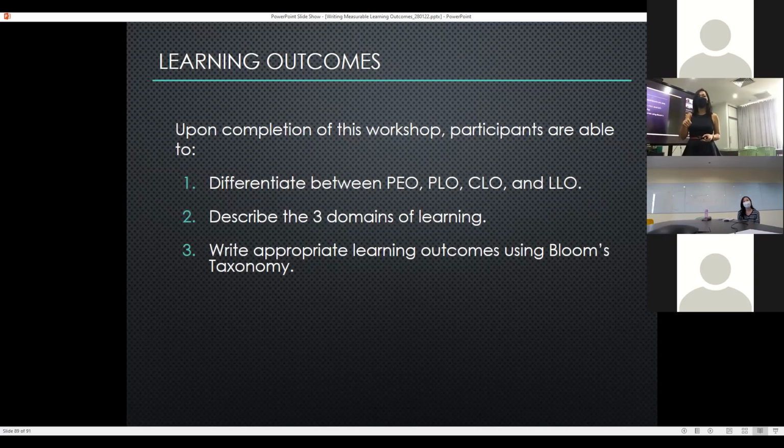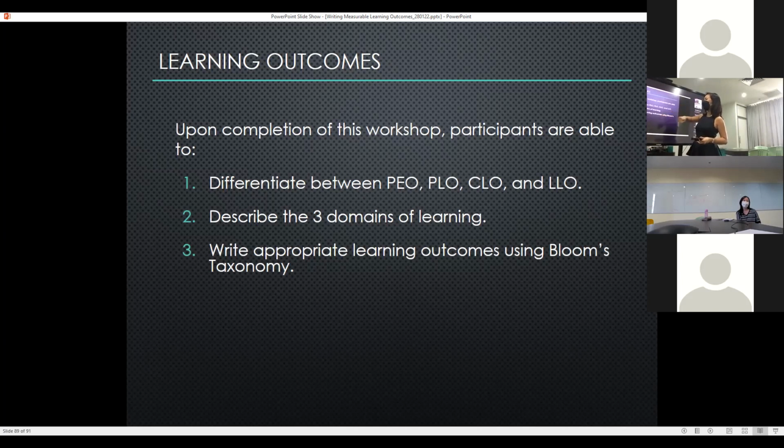So what is cognitive about? Knowledge. Okay, the knowledge, the problem solving, the thinking skills. So psychomotor is about? Doing, right? The doing, the physical skills, usually. And affective is? Feeling, heart. Feeling, the emotion, the behavior. So those are the three domains of learning.